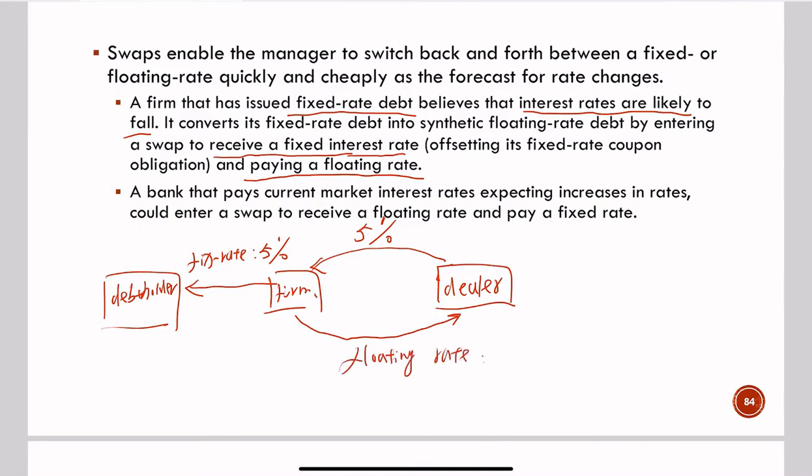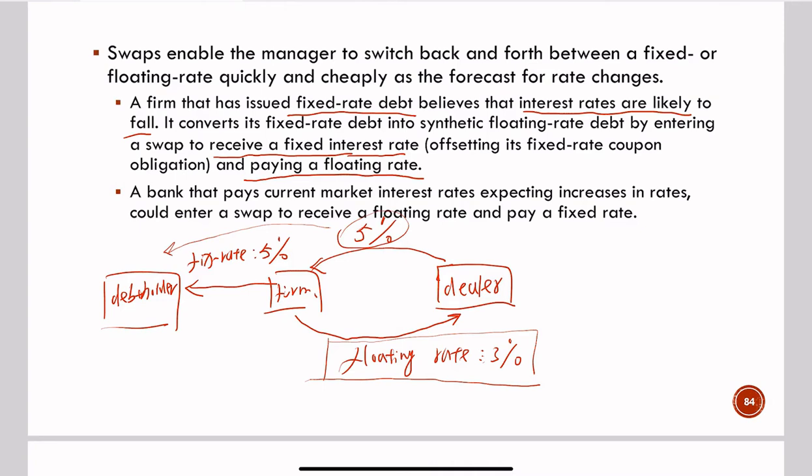So you can see that if the firm's forecast is correct, the market rate is actually 3%, then the firm receives 5% and then it pays out this 5% for its debt holders. And in the end, the cost of the debt to this firm is only 3%, right? So in this case, you can see that a borrower who forecasts the interest rate will fall will try to enter a swap agreement which pays floating rate and receives fixed rate from the firm's perspective. Right?